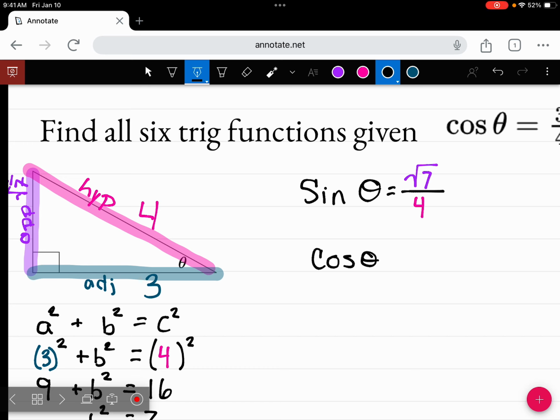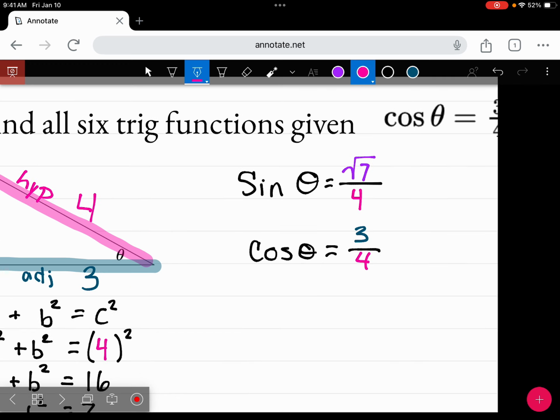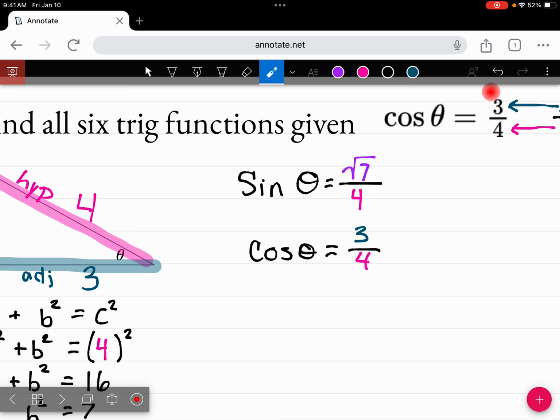Cosine is adjacent over hypotenuse. A great way to double check is to go through all 6 again. So our 3 over our hypotenuse, which is 4. Excellent way to double check because it's exactly what we were given up here. We got 3/4. We started with 3/4. Awesome sauce. We're in good shape.